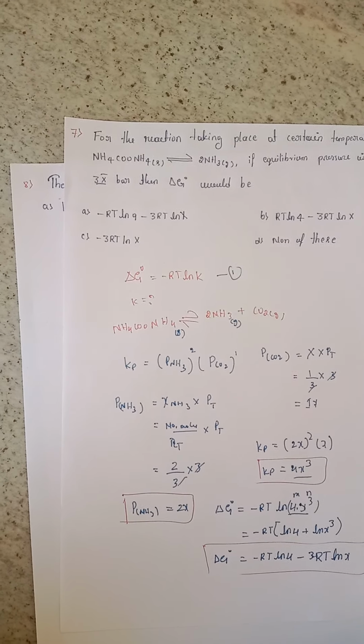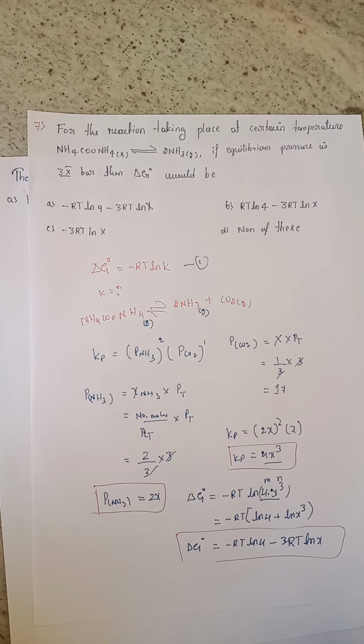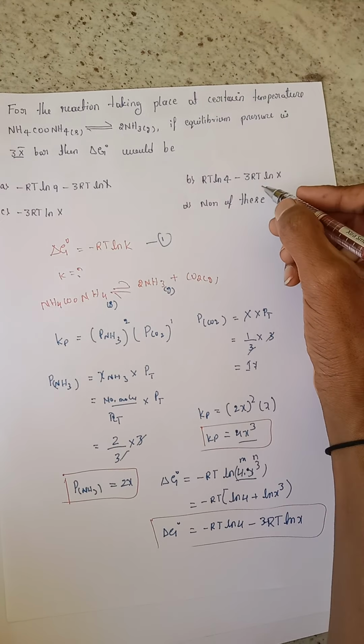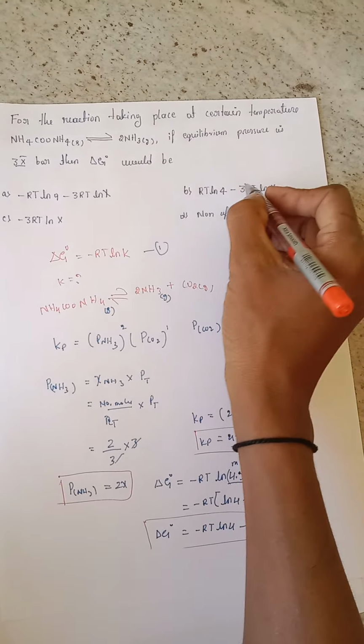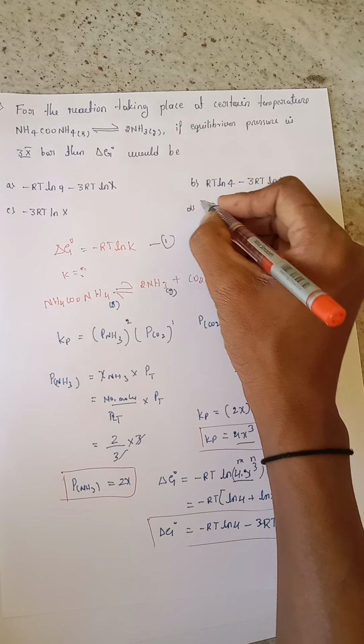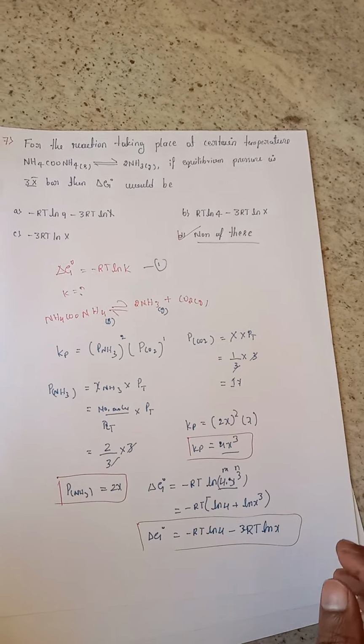In the following options, option B is similar to this equation, but there is no minus sign. Hence, none of the above is correct. None of these is the correct answer.